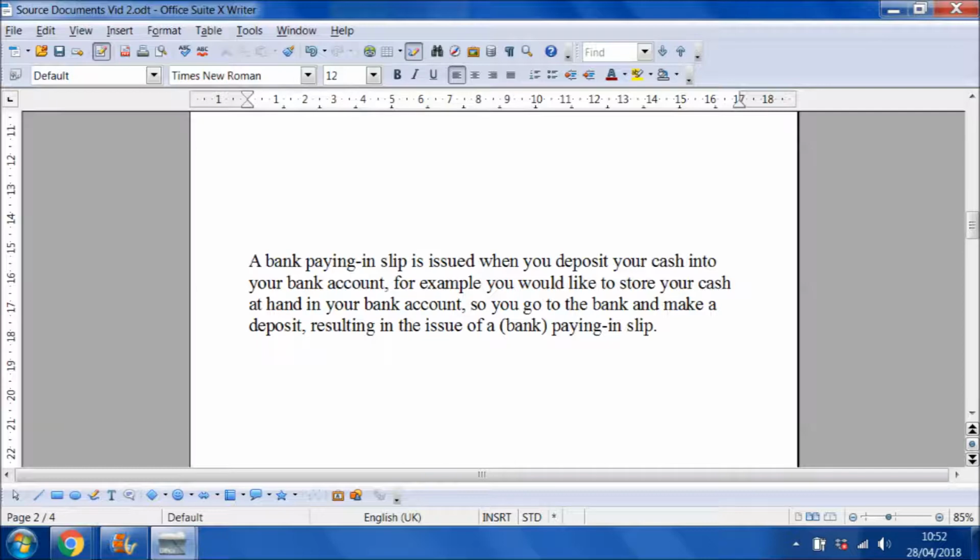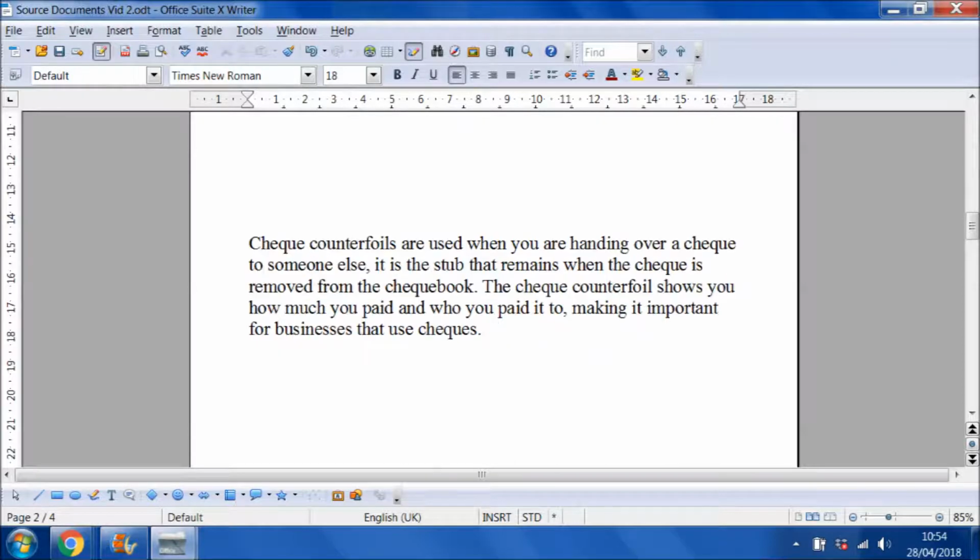So you go to the bank, make a deposit and receive a bank paying in slip as a result. Check counterfoils are used for when you are handing over a check to someone else, so they then go and cash that in. So a check counterfoil is what you are left with after you sign off a check to somebody. And this means that their bank account will obviously increase from the money that you give to them. The check counterfoil shows how much you paid and who you paid it to, making it important for businesses that use checks.